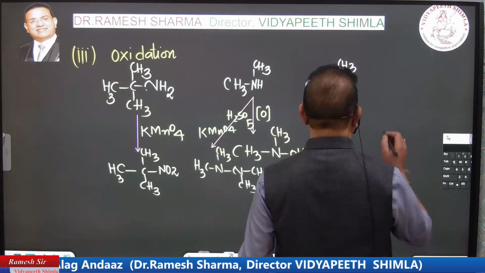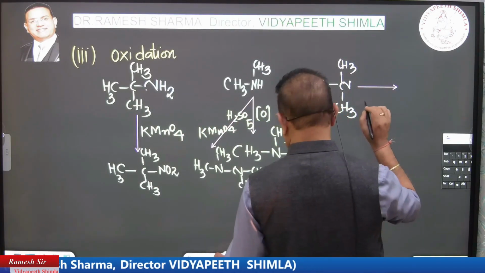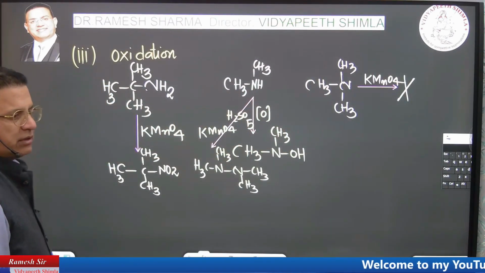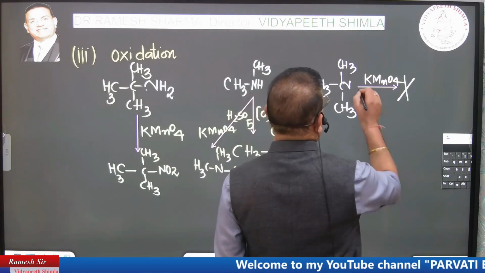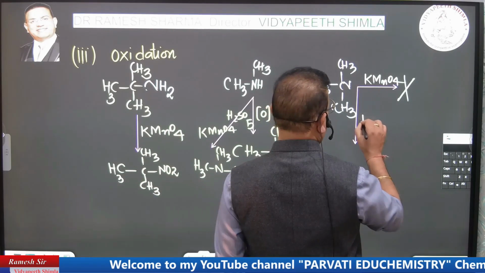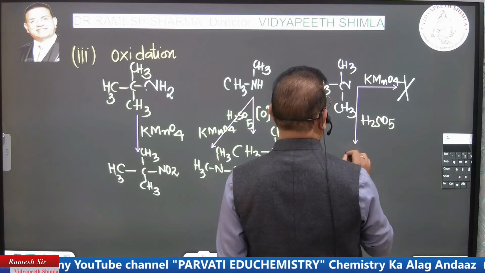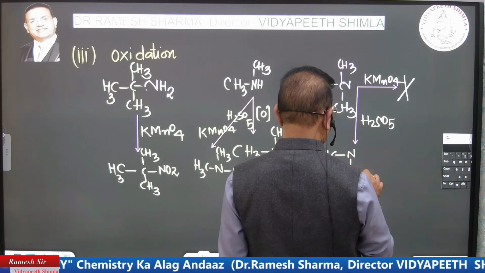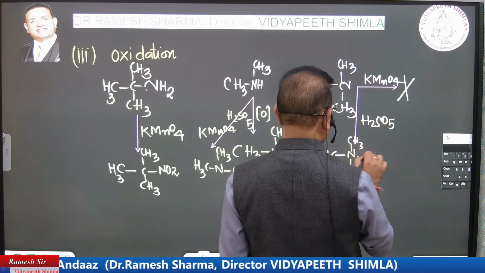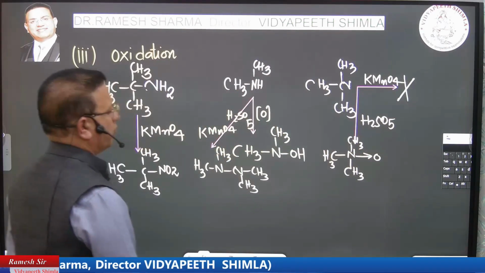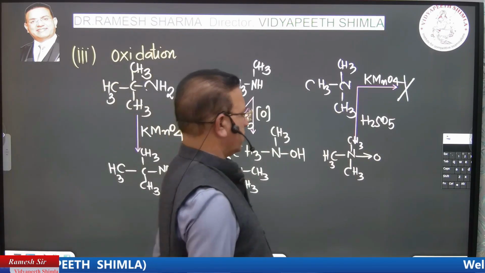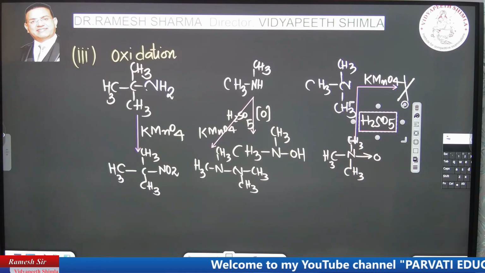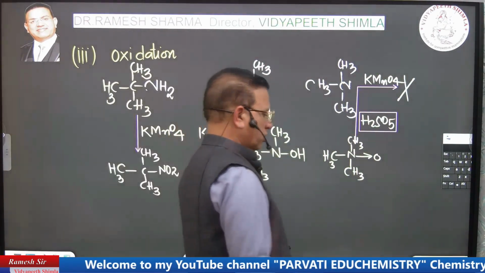If it is a tertiary amine and KMnO4, nothing is going to happen. But if Caro's acid, H2SO5, is used, this forms an oxidation product with tertiary amine. This H2SO5 is called Caro's acid, having a peroxide linkage.